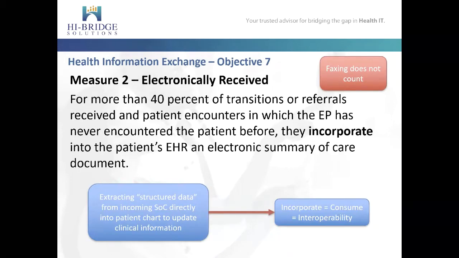For measure two, for this objective 7, you must have more than 40% of transitions or referrals received in patient encounters in which the EP has never encountered the patient before. You are incorporating it into the patient's record. So in other words, for more than 40%, when you receive in the summary of care records, you must incorporate it into your EHR and the patient record within your EHR.